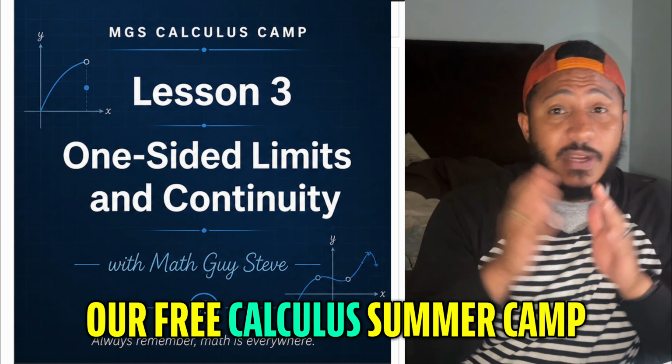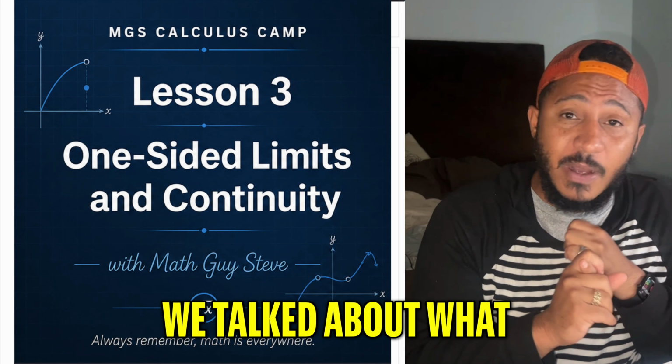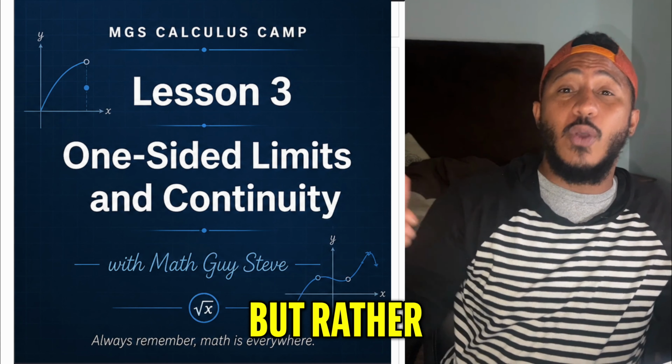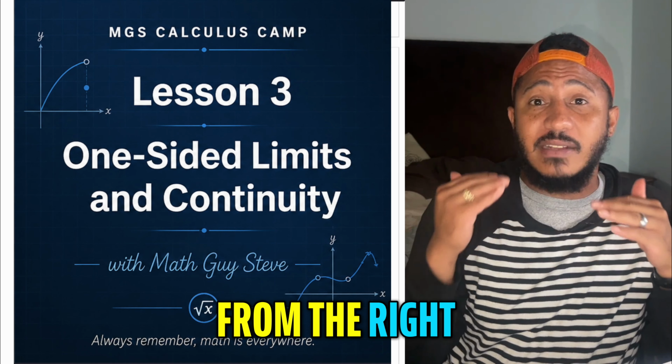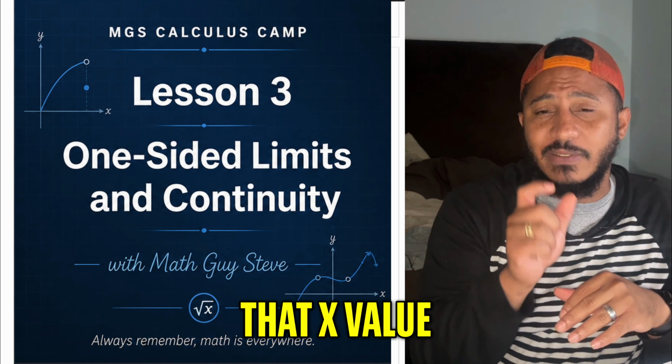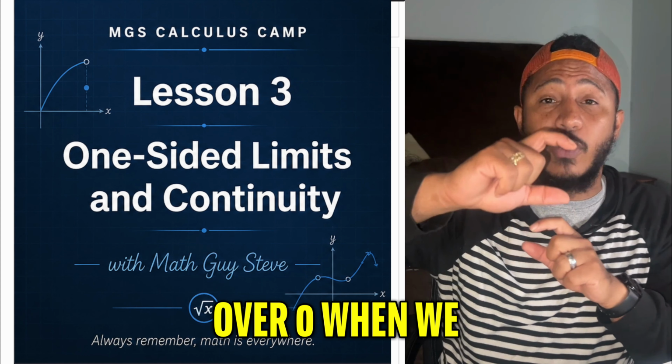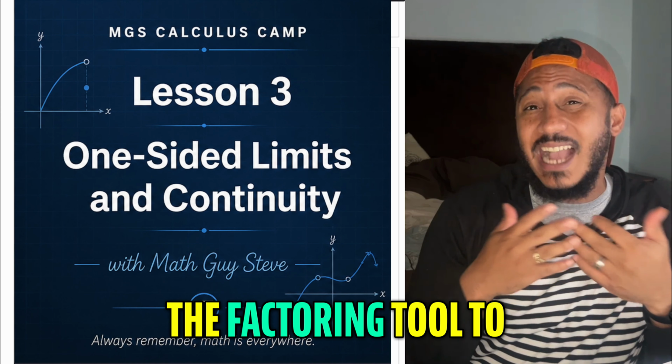So today we're finishing our free calculus summer camp. In lesson 1, we talked about what a limit really means. The limit is not always about what the function equals, but rather what it is approaching from the left and from the right for that function at that x value. In lesson 2, we worked with direct substitution, but more specifically, when we get 0 over 0 when we direct substitute, then we can use the factoring tool to assist us.